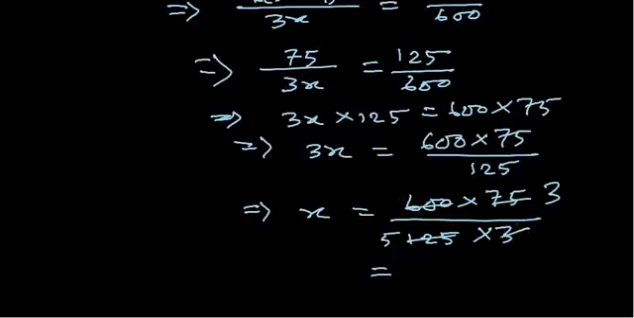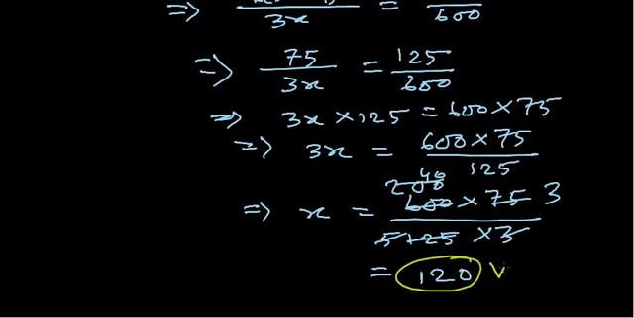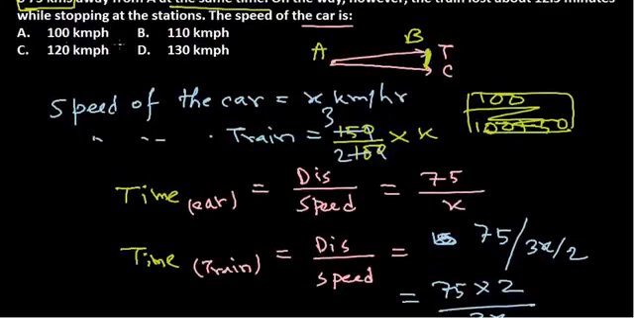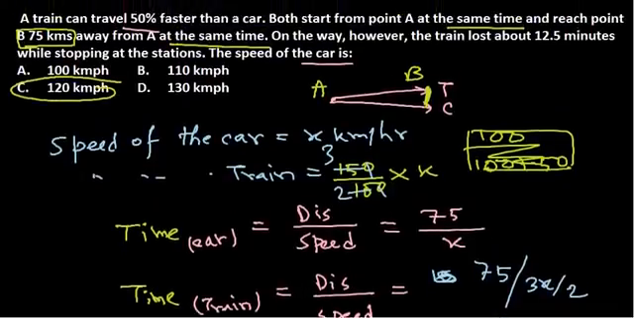So the value of x is 120, that is 120 kilometers per hour. So let's find the options. Yes, 120 kmph is there, and that is option C. So option C is the correct answer.